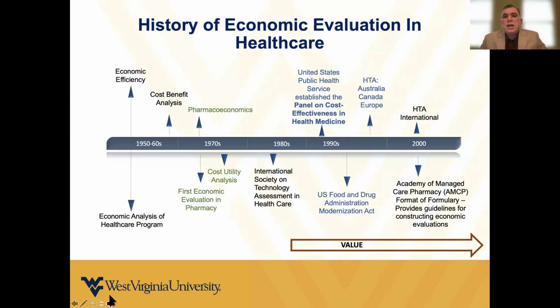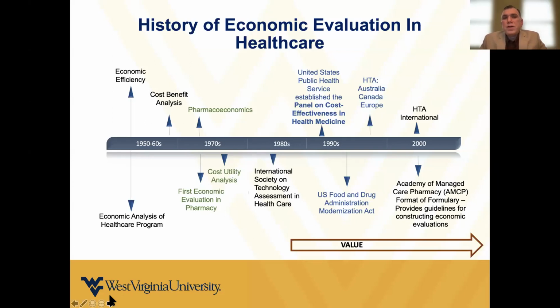And around this time, the United States Public Health Service also established the panel on cost effectiveness in health and medicine in the 90s. And of course, one of the biggest things that happened around that time was the US FDA passed a Modernization Act in 1997. And among other things, this act allowed drug companies for the first time to provide economic information about their products to formulary committees or managed care organizations, or even large-scale buyers of healthcare products.